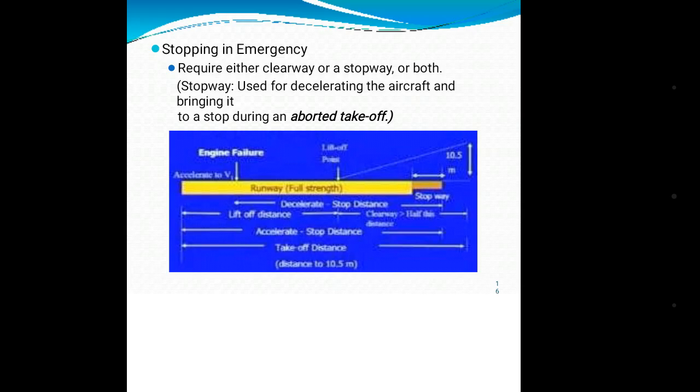Then stopping in emergency. The next case requires either a clearway or a stopway or both. What is a stopway? It is used for decelerating the aircraft and bringing it to a stop during an aborted takeoff. That means in case of an emergency, the aircraft has just started to take off but has stopped because of some reason. So whenever the takeoff operation is aborted, we use the stopways, that is, in emergency cases.